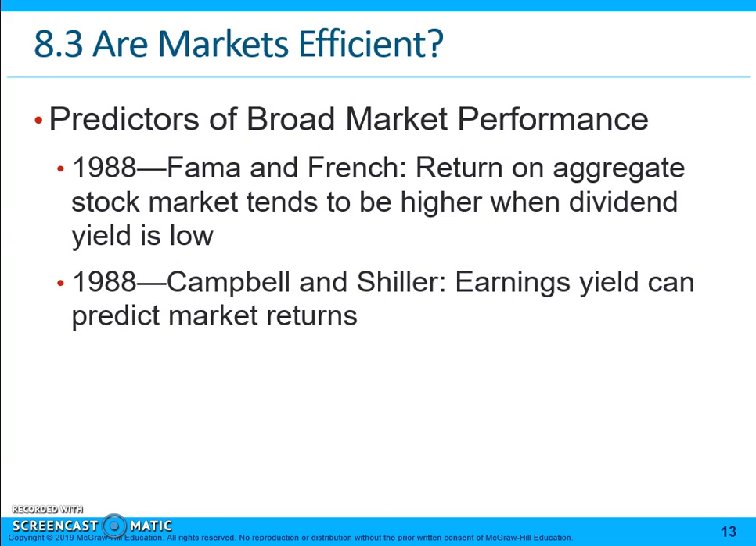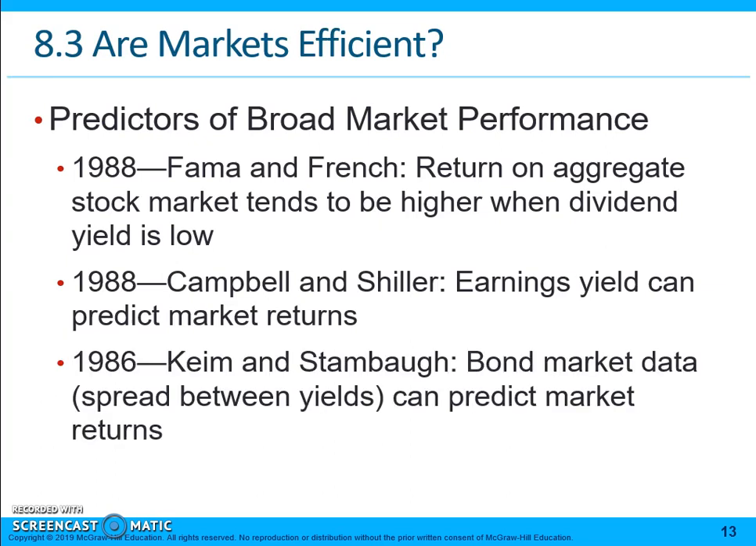Campbell and Shiller found that earnings yield can predict market returns in 1988. In 1986, Keim and Stambaugh found that bond market data, specifically credit spreads, the spread between yields, can predict market returns.